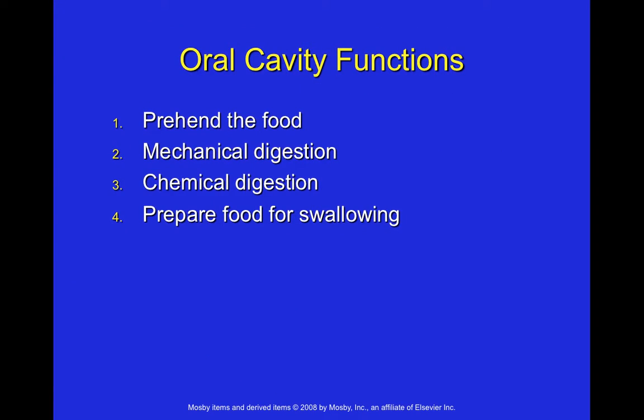Oral cavity functions: prehend the food, mechanical digestion, chemical digestion, and prepare the food for swallowing. So just a note, the autonomic nervous system controls most of the glands in the digestive system. The parasympathetic stimulation increases salivation. Anticipation of eating can cause parasympathetic stimulation of the salivary glands.